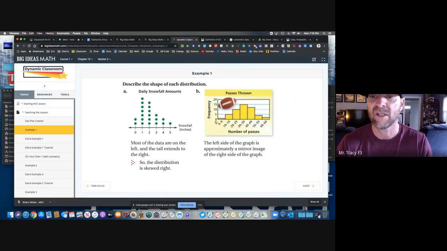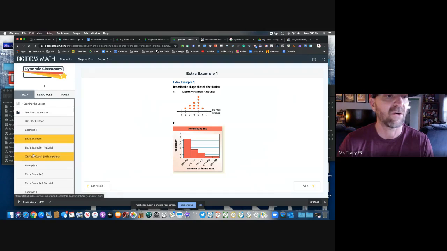So this one right here, the pass is thrown. They have the information going up, and they're saying it's symmetric. You can see it doesn't have to be perfect as far as the way it looks. Like this one's a little bit higher than this one, and this one's a little lower than that one. They say the left side of the graph is approximately, meaning about, a mirror image of the right side of the graph. So the distribution is symmetric.